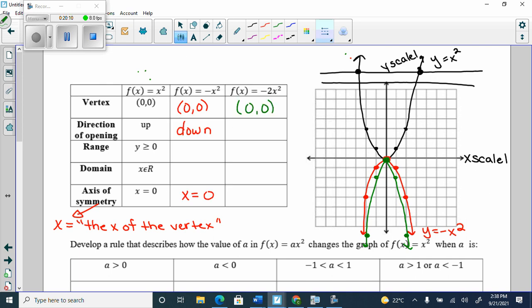And it's down. And what's my axis of symmetry? X equals the x of the vertex. What's the x of the vertex? 0. I'm not going to worry about this box down here.